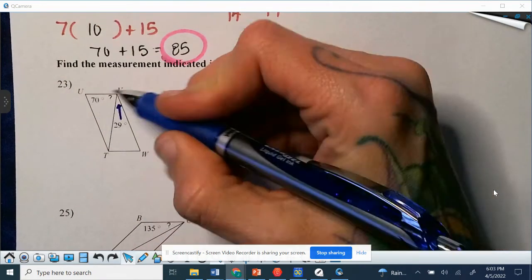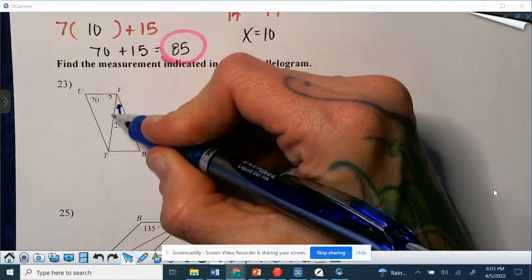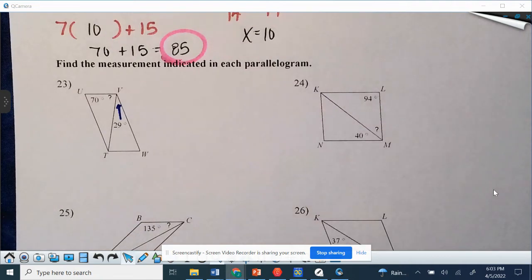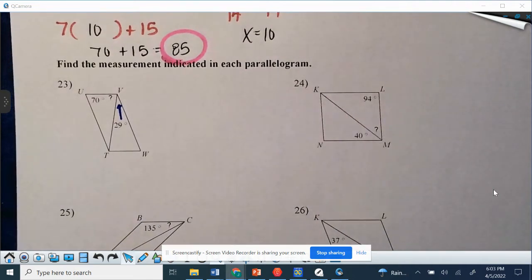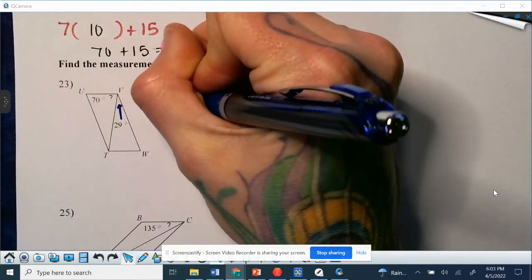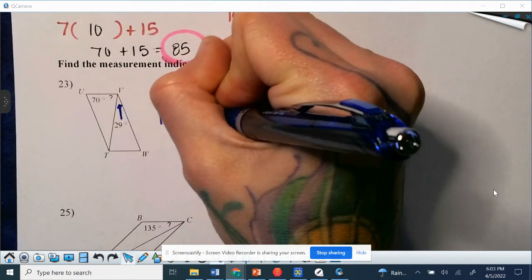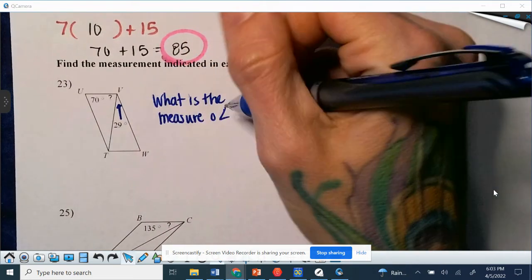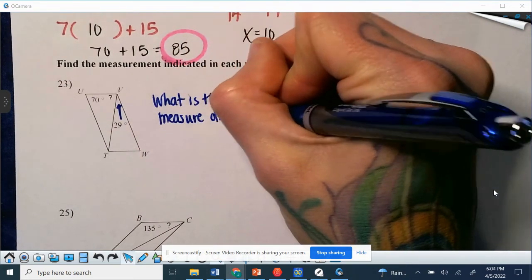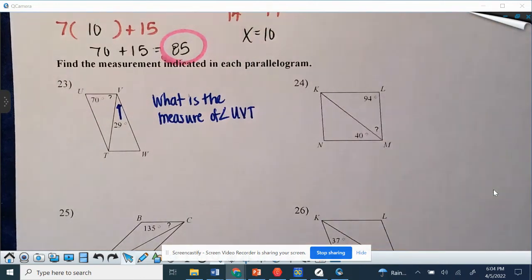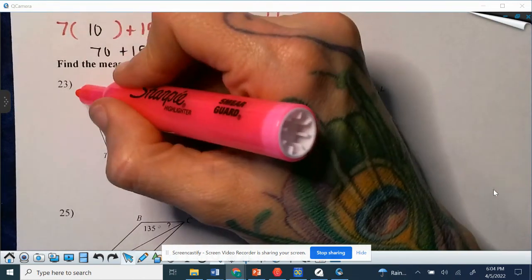This is 70, and we want to know what UVT is. My biggest piece of advice for you, because they are not going to give them to you like this, they are going to ask what is the value or what is the measure of angle UVT. Pick up a pen and trace out the letters they give you.